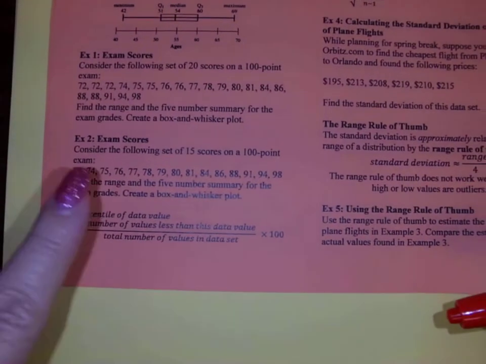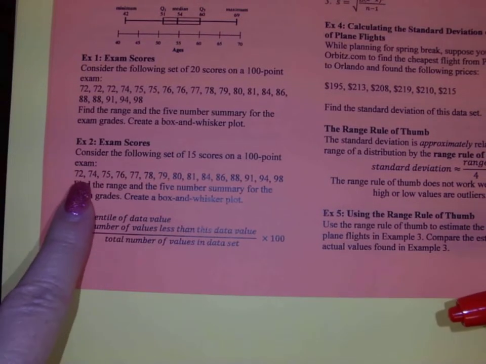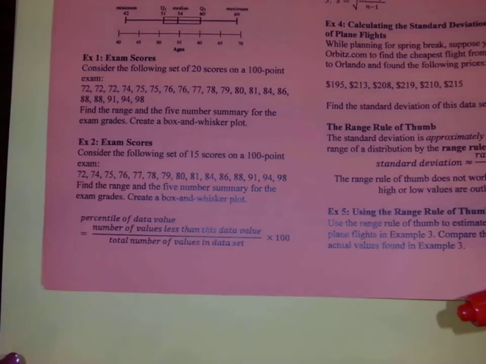So consider the following set of 15 scores on a 100-point exam. So we've got 72 all the way up to 98. So our range is still going to be the same, but it's going to be a little bit different. All right, so this will be example 2.